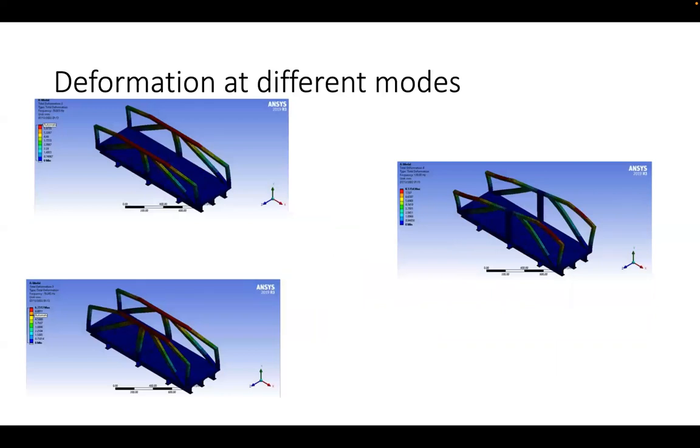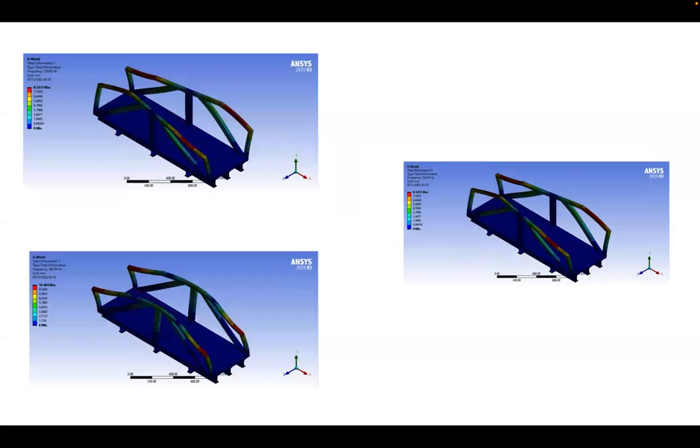These are the deformations at the different frequencies. For a frequency of 78 hertz, we get a deformation of 6.724, and for 128 hertz, we get 6.751. Next. Here, for 180 hertz, we get 8.543 deformation, and for 182 hertz, we get 10.19 deformation. Next.